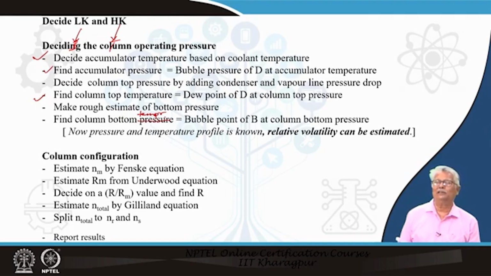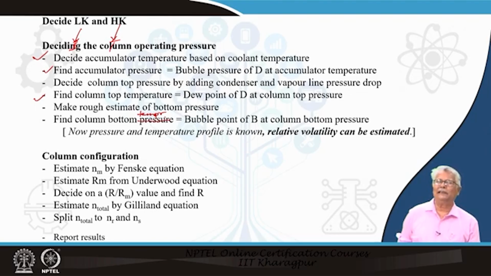Obviously, once we have configured our column, the steps are simple. Using the formulae which have already been told to you, we evaluate Nm as per the Fenske equation, after definitely correcting for the plus 1 and minus 1 that we have talked about earlier. We estimate the Rm from the Underwood equation, which is the minimum reflux required for the separation. We decide on an R by R minimum value above 1, maybe 1.1 or so, and find out the R corresponding to that particular R by R minimum of 1.1 maybe as a first trial.